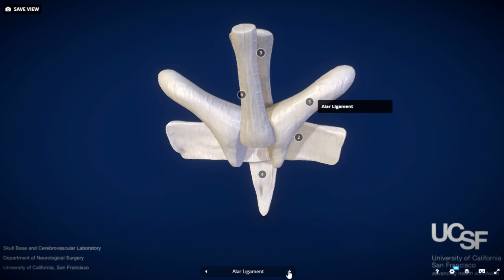These ligaments are going to be attaching to the posterior lateral aspect of the odontoid process, and running laterally and attaching to the occipital condyles. These ligaments are going to help to limit the contralateral axial rotation.